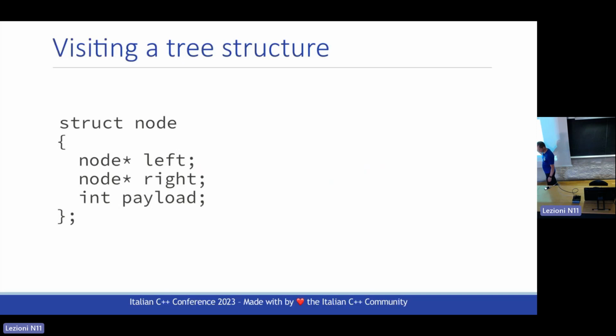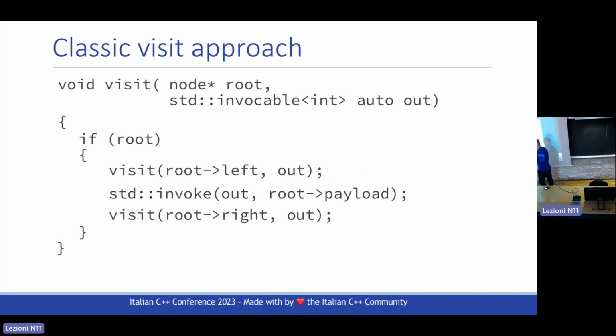I believe everyone, maybe as an exercise, has come to a solution like this. This is a classic visit approach, which resembles a lot the foreach-like approach we saw before. Let's check if the route is good. We visit the left branch and we return the payload, and then we visit the right branch. The payload is given to the callback, and when we visit the left and right branch, we just pass a copy of the callback. This works.